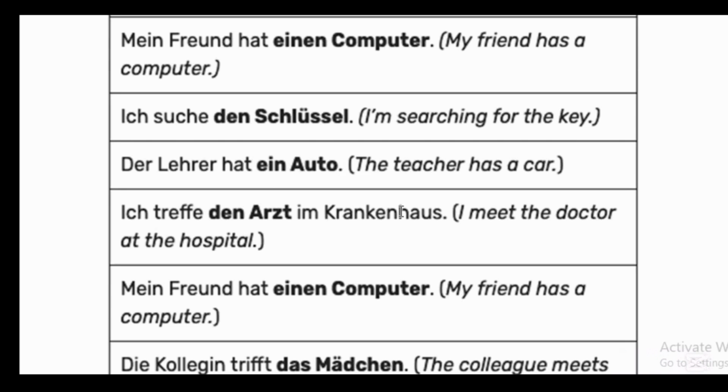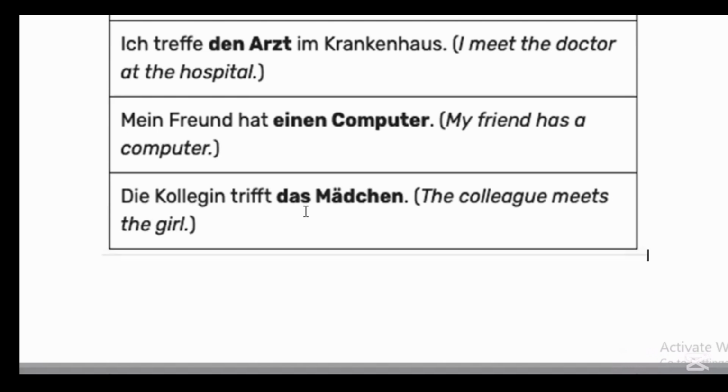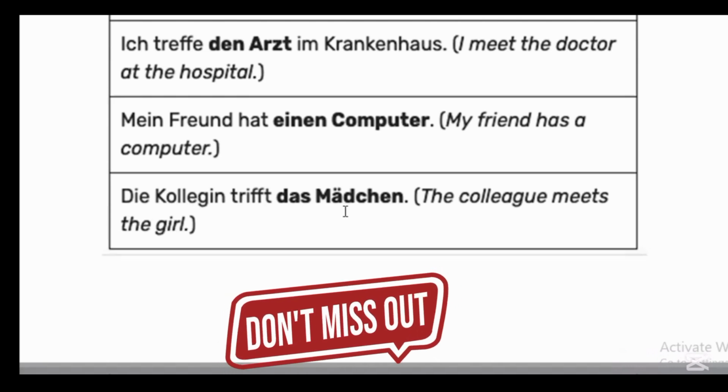Ich treffe den Arzt im Krankenhaus. I meet the doctor at the hospital. So this is your object. Then, Mein Freund hat einen Computer. My friend has a computer. The last one is: Der Kollege trifft das Mädchen. The colleague meets the girl.